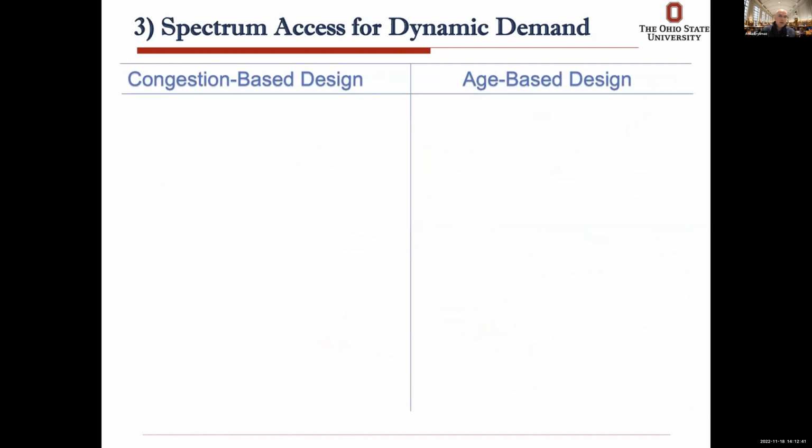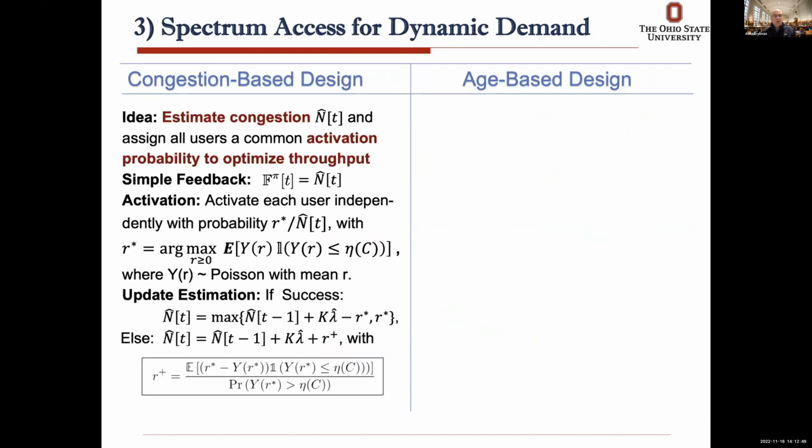We've studied two paradigms for this. One is the congestion-based paradigm, the other is the age-based paradigm. In the congestion-based paradigm, the idea is to estimate the number of active users in the system, which I called N, but this needs to be estimated because nobody has full knowledge of it. The simple feedback in this case is the current estimate of N. That N hat is sent, that's the congestion level. Each user is then active with a probability of R star over N hat. R star is optimally determined according to a maximization, which is numerically solvable.